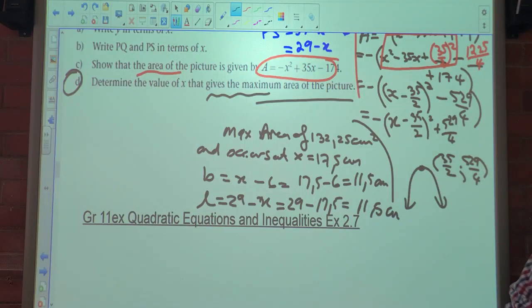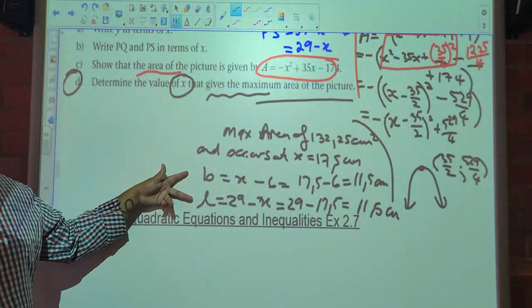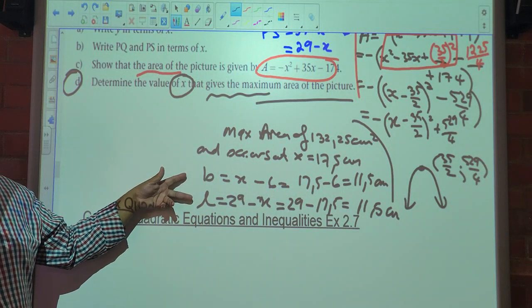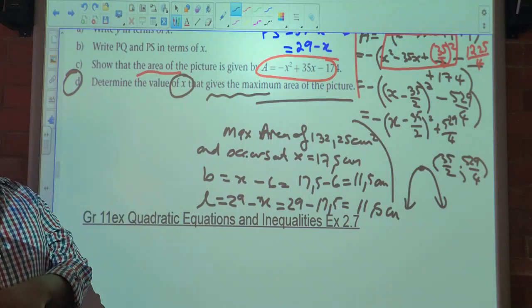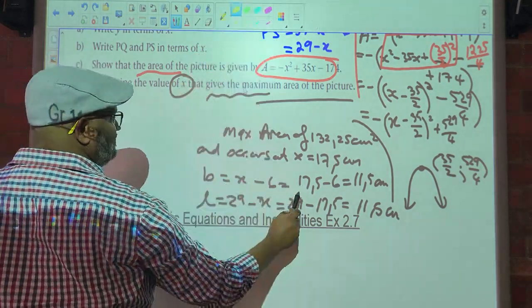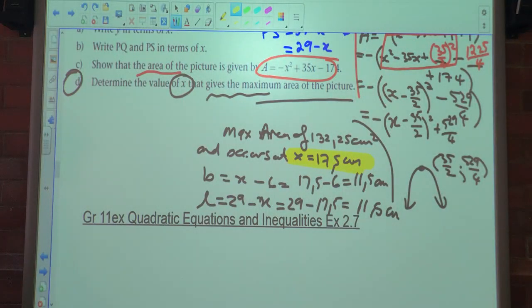Let's just check if my answer is right there. Yeah, x is 17.5. So the question was determine the value of x. What am I actually doing here? I'm working out the dimensions of the picture, and that wasn't asked. The question was to determine the value of x that gives the maximum area of the picture. So what they are looking for is that answer of 17,5. Okay. Do you guys understand? So that basically brings us to the end of this.